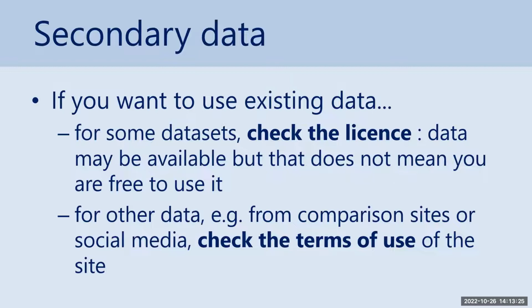Secondary data. And Alisha mentioned particularly sites like TripAdvisor. So if you want to use existing data, secondary data, data that's already been collected in some way, for some data sets, it's important to check the license. So for example, many governments now make data publicly available. And there will be a license that explains exactly what you can do with that data. So just because you find some data on a website doesn't mean you're free to use it however you wish.